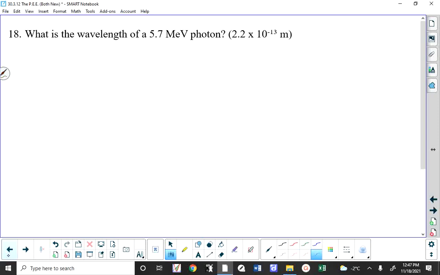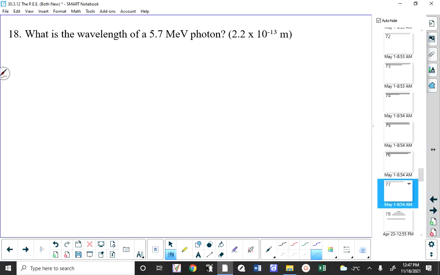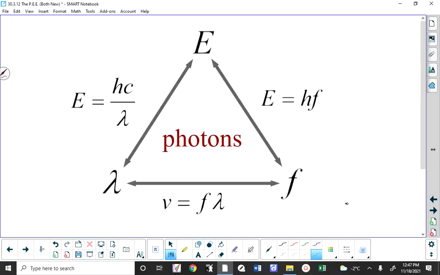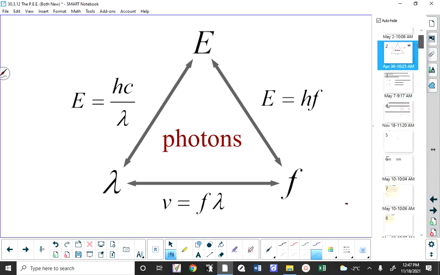What this question is about, I wonder if I have it here. Yes, it's about the fact that I can call that photon a 5.7 million electron volt photon, or I can call it a 2 times 10 to the negative 13 meter photon, or I could call it by whatever its frequency is. And I don't know that that wavelength I just said is the right wavelength. That's what the question is. And the bottom line is, if you know the energy, you can find the wavelength through the formula E equals hc over lambda.